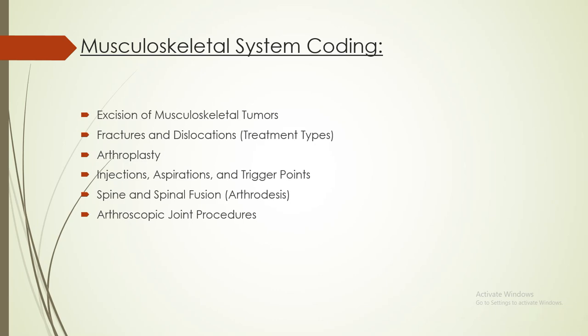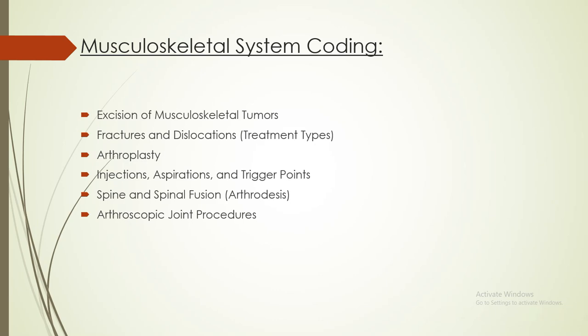Okay, next, arthroscopic joint procedures. These are very important in ambulatory surgery coding. 100% you need to code arthroscopic joint procedures. For example, if you take carpal tunnel syndrome, we have an open procedure as well as an endoscopic procedure. So how do you differentiate whether it is an open procedure or an endoscopic procedure? Those things you will learn during the arthroscopic joint procedures.